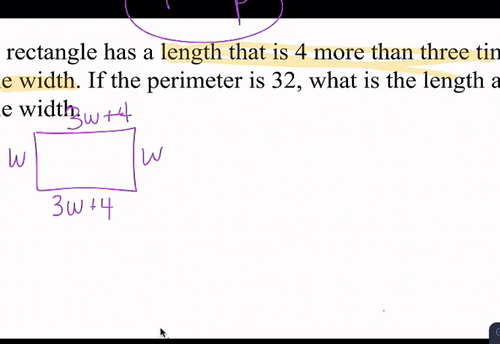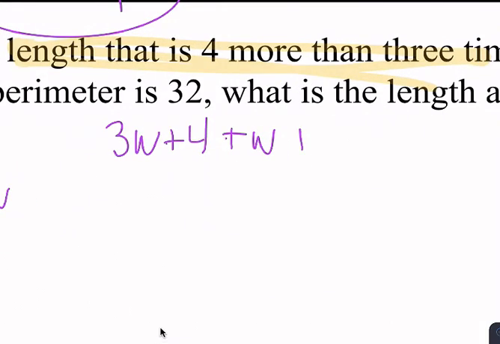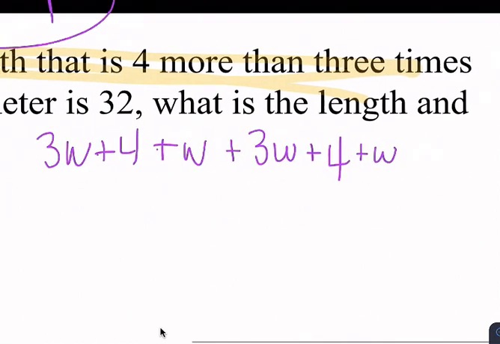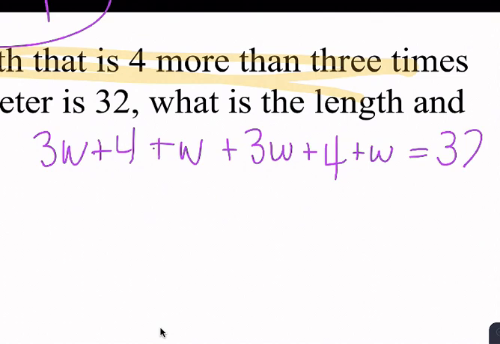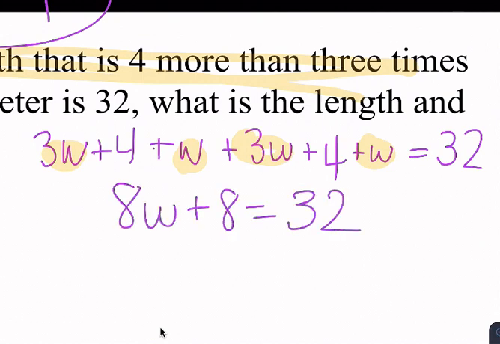If I'm thinking about perimeter, I'm adding up all my sides. So 3w plus 4 plus w plus 3w plus 4 plus another w. And all of that is supposed to equal 32. So I can combine my like terms. I want to combine all my w's. So I have 3, 4, 5, 6, 7, 8 w's plus 8. And that gives me 32.